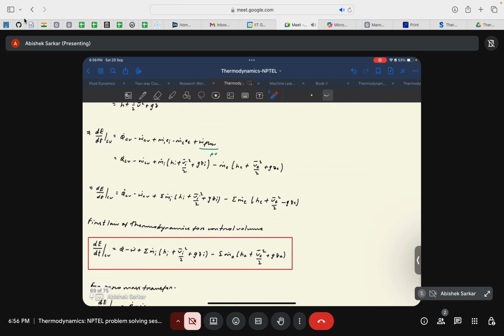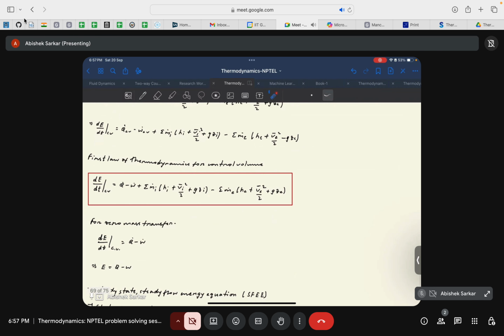With that in mind, if we generalize this for multiple inlets and outlets, we have d by dt of E CV equal to Q dot CV minus W dot CV plus summation of m dot i times (hi plus Vi square by 2 plus g zi) minus summation of m dot e times (he plus Ve square by 2 plus g ze). It basically means consider all the energy interactions because of the mass flow rate to all respective inlets and outlets. This gives us the final form of the energy equation for a control volume, basically the first law of thermodynamics in rate form, that is divided by time, for a control volume. This is your relevant equation.